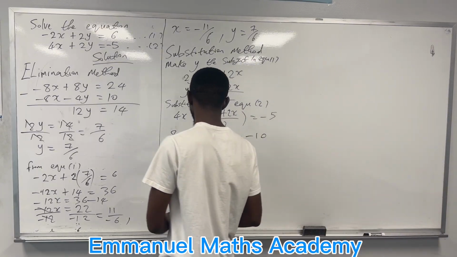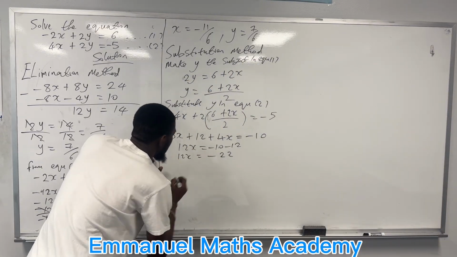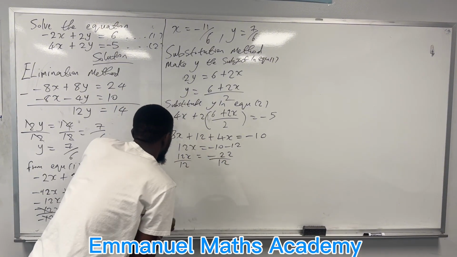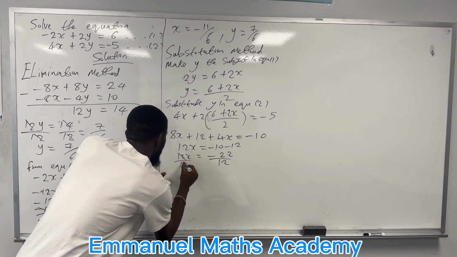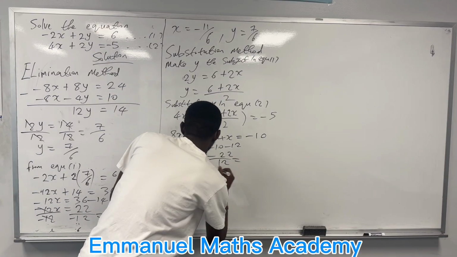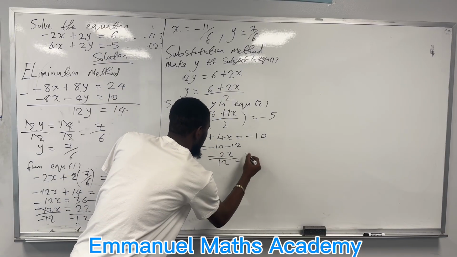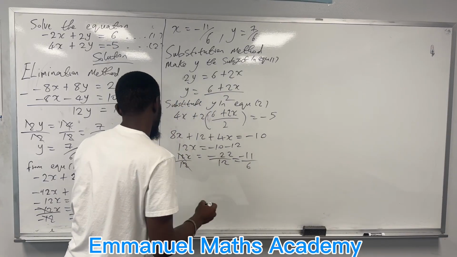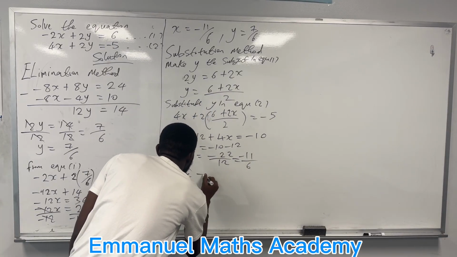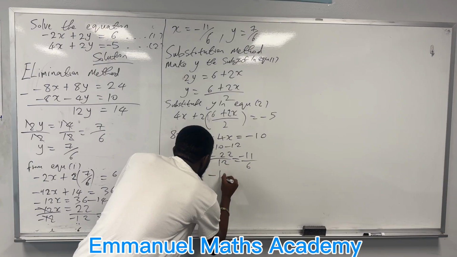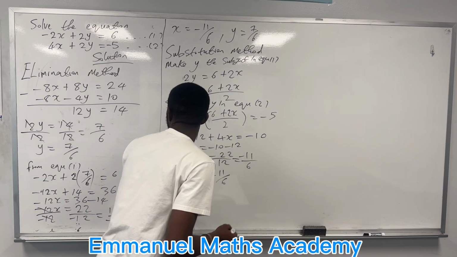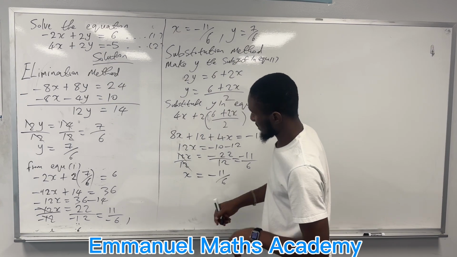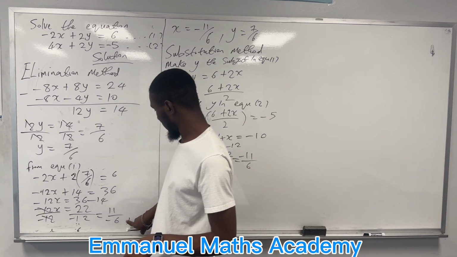Right? So divide both sides by the coefficient of x. Divide this side by 12, divide this side by 12. This will cancel this. Divide this side by 2, you have 11. Remember your minus. Divide this one by 2, you have 6. I say that the value of x here is equal to minus 11 over 6. Is that the same thing we got here? Yeah, we got the same thing here.